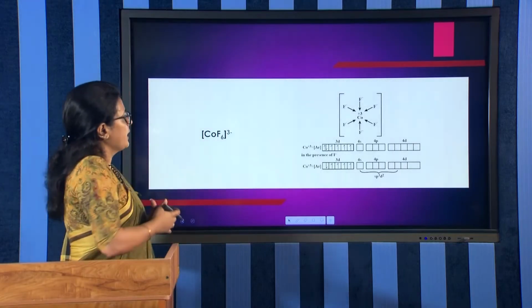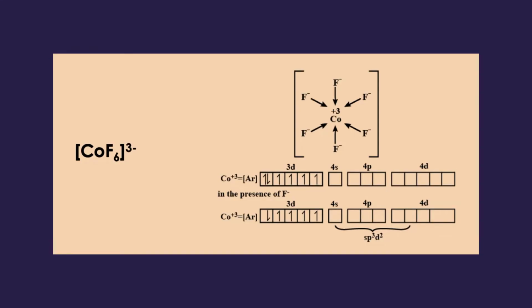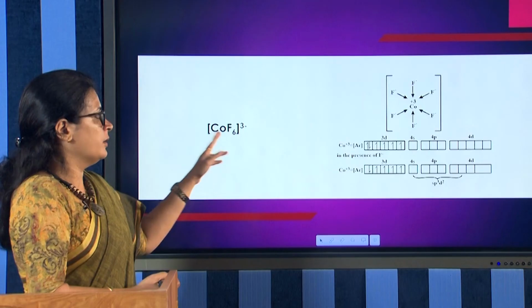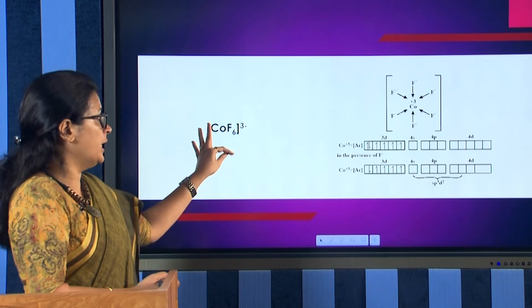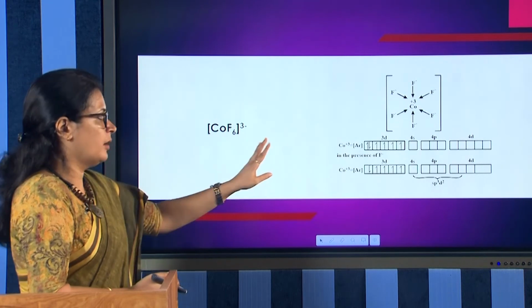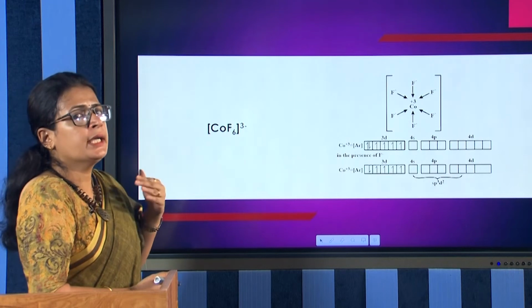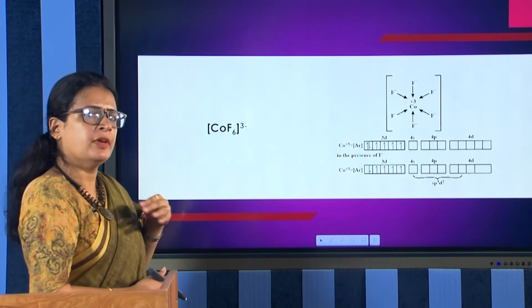Another example: again you have the same central metal atom, cobalt, with a different ligand, that is CoF6 3 minus. The structure is like this: cobalt at the center, and all 6 fluoride ions acting as the ligands. Again the oxidation state of cobalt is 3 plus, and the electronic configuration is 3d6. 3 electrons are gone, 2 from the 4s and 1 from the 3d, and after that you will get 3d6. And these fluoride ligands are very weak field ligands.